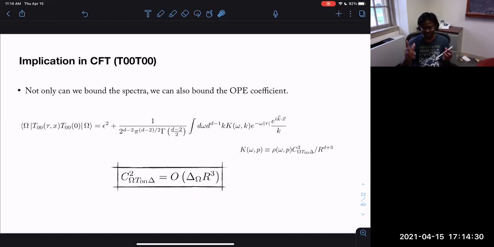So you have three equations from the CFT side. One is the bound on the scaling dimension, the bound on the spin, and the bound on the OPE coefficient, that for the states which saturate this sum rule, it cannot be larger than delta omega times R cubed.